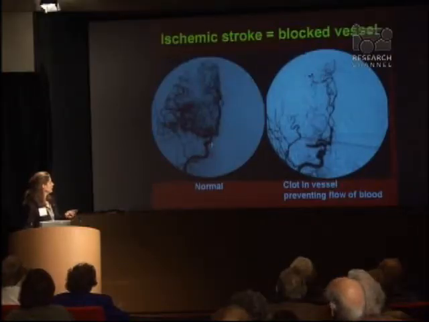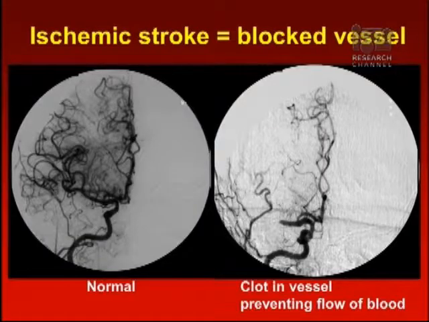This is an example of an ischemic stroke. On the left here, you can see the artery coming up. This is called the carotid artery, and it branches nicely here. And on the right, you can see a cutoff here due to a clot in the vessel. And this is a cerebral angiogram. It's a special procedure that we can do to put a catheter up and inject dye to look at the blood vessels in the brain.